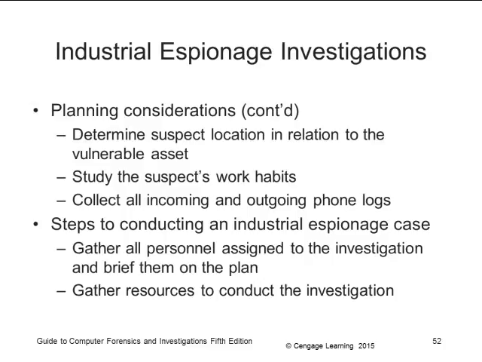Some of the basic steps to perform industrial espionage investigations include gather all personnel assigned to the investigation and brief them on the plan, gather the resources needed to conduct the investigation, start the investigation by placing surveillance systems, discreetly gather any additional evidence, collect all log data from networks and email servers, report regularly to management and corporate attorneys, review the investigation scope with management and corporate attorneys.